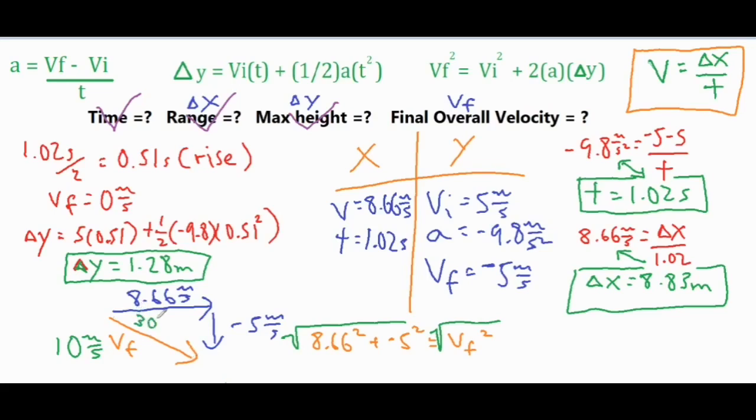This one is still going to be 30 degrees. With the initial launch, it was 30 degrees above the horizontal. This is 30 degrees below the horizontal.